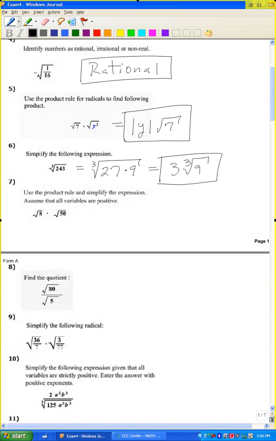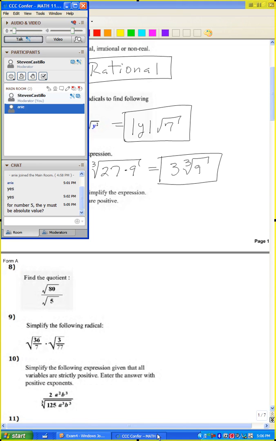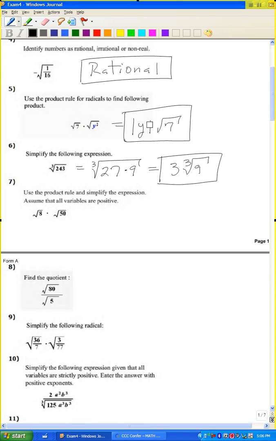Let me do problem number 7. The square root of 8 times the square root of 50. Well, actually, going back to the previous problem, I would probably accept it even if you just wrote y. I would probably still accept it as y radical 7. Even though you should have the absolute value, I would still accept it just without the absolute value.